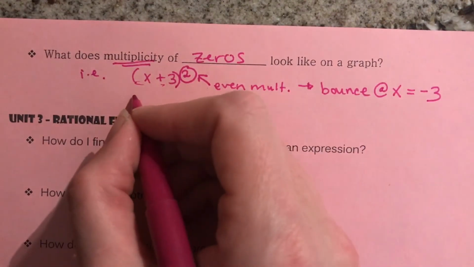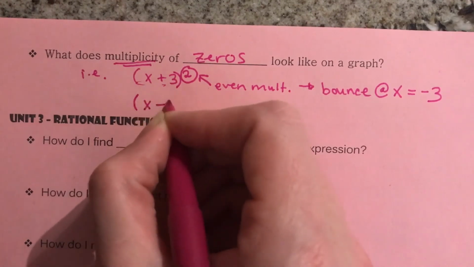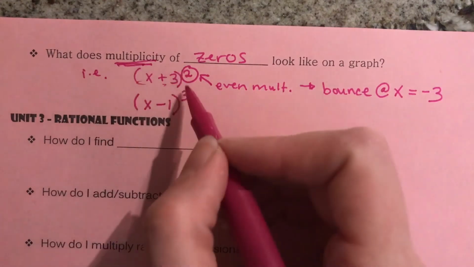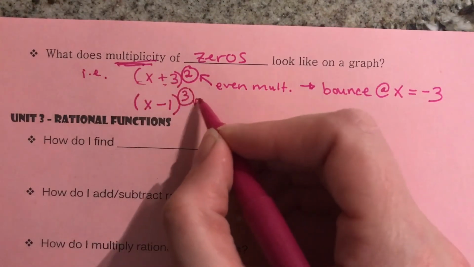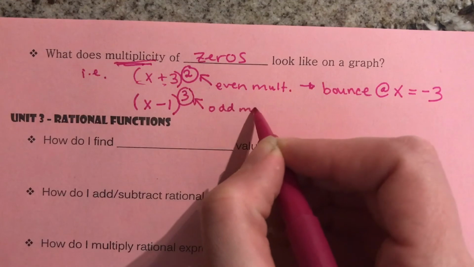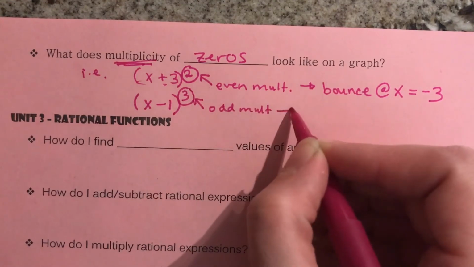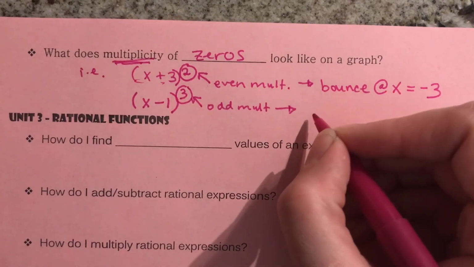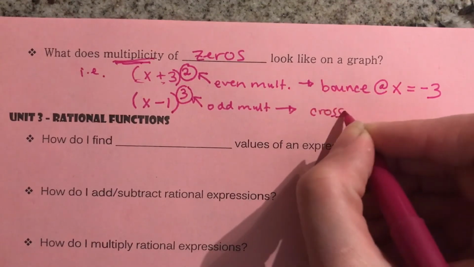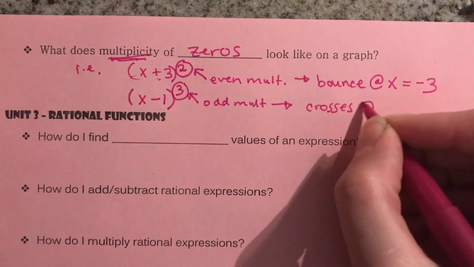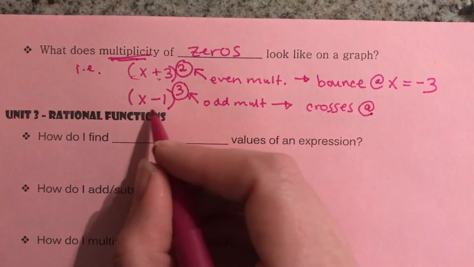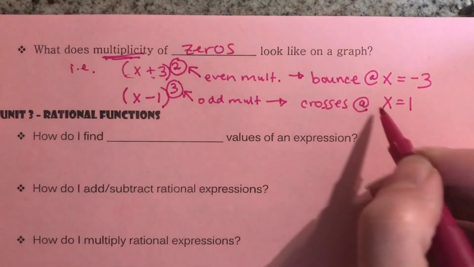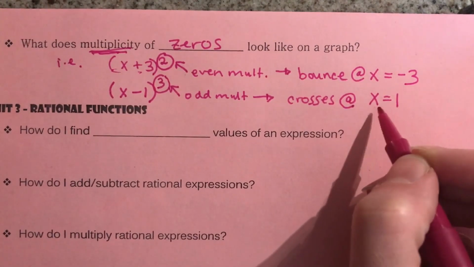And let's do an odd one. So how about x minus 1 to the 3? So the multiplicity here is the exponent, which is odd. And since it's odd multiplicity, we know that instead of bouncing, now it actually crosses the x-axis. At this time, it would be x equals 1. Because the factor was x minus 1, so the zero on the graph will be at x equals 1.